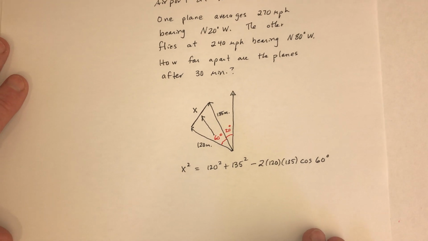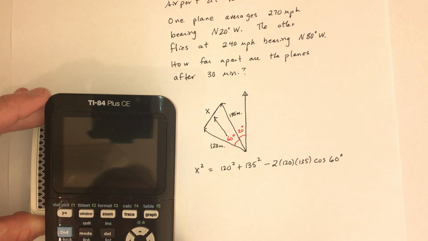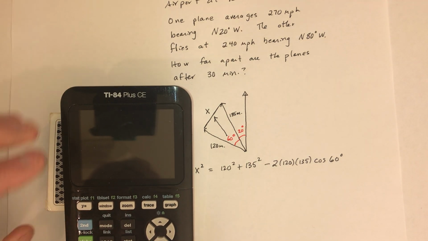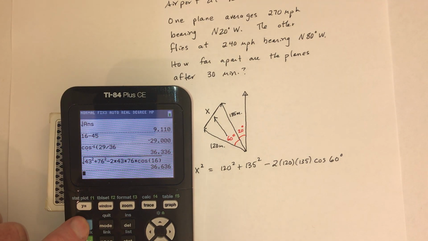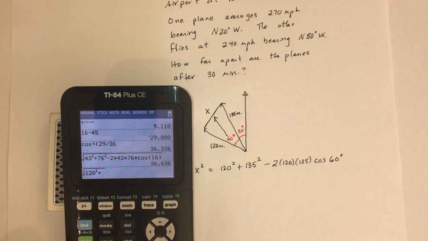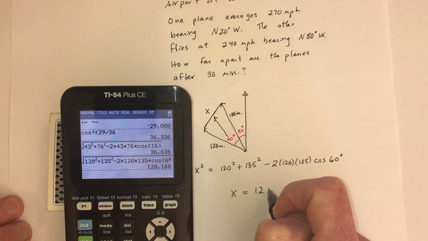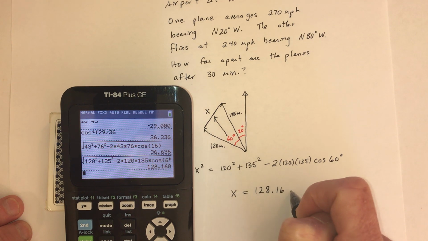And again, we could type that all into the calculator at once, starting with the square root to go straight to the answer. So the second square root of 120 squared plus 135 squared minus 2 times the 120 and the 135 and the cosine of 60. So the two planes will be 128.16 miles apart.